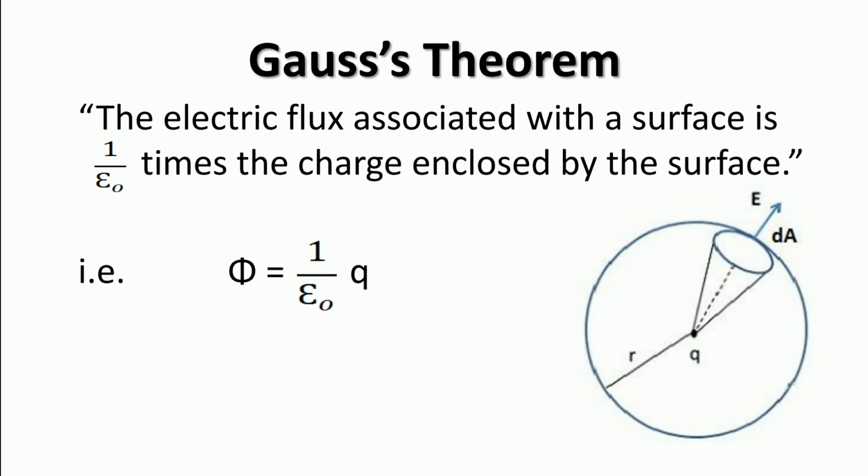That is phi. Electric flux is 1 upon epsilon naught times the charge enclosed by this surface, or we can write it like phi is equal to Q upon epsilon naught. This is the expression for the Gauss's theorem. Now we need to prove this. How to prove? Let's see.